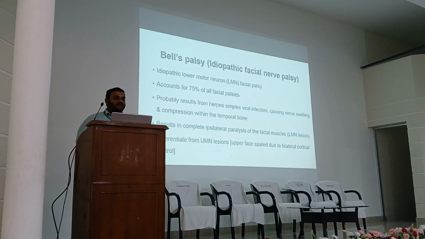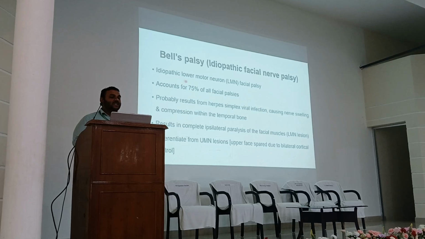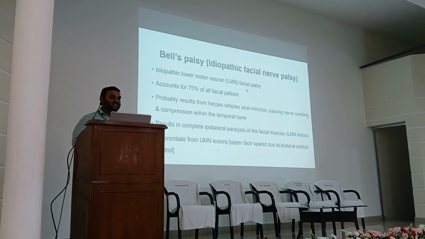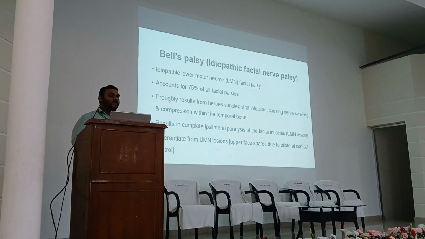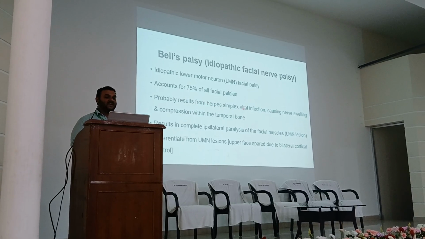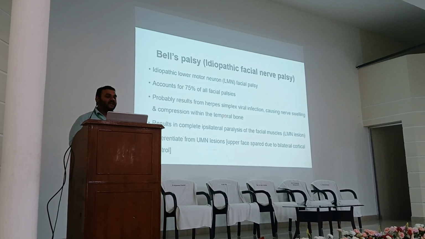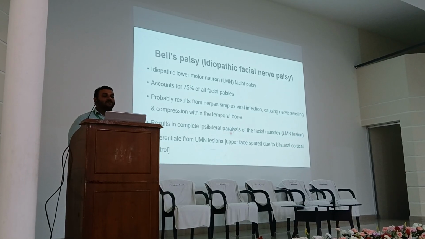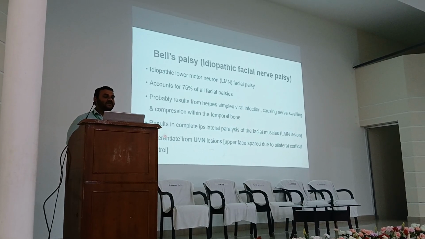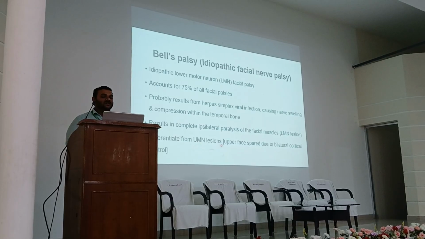Bell palsy. It is an idiopathic lower motor neuron facial palsy, accounting for 75% of all facial palsy, and probably results from herpes simplex viral infection causing nerve swelling and compression in the temporal bone. It results in complete ipsilateral paralysis of the facial muscles and is differentiated from an upper motor neuron lesion, as the upper face is spared due to bilateral cortical control.